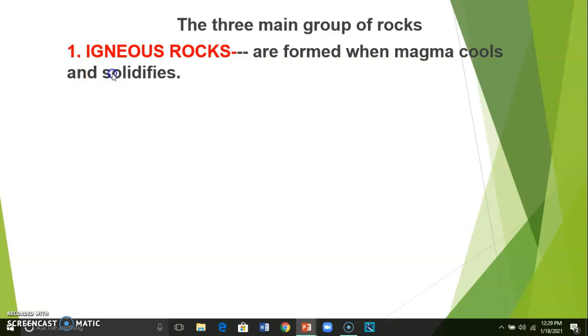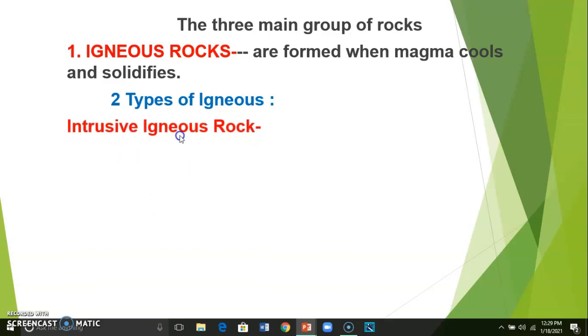The first one is the igneous rocks. We will read it together, please. Igneous rocks are formed when magma cools and solidifies. And there are also two types of igneous rocks.